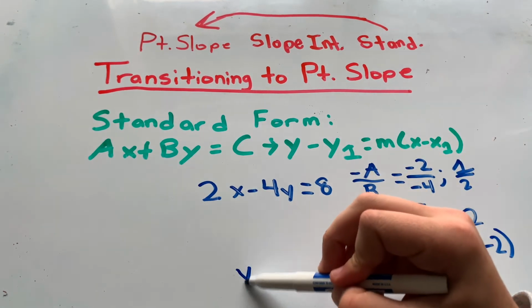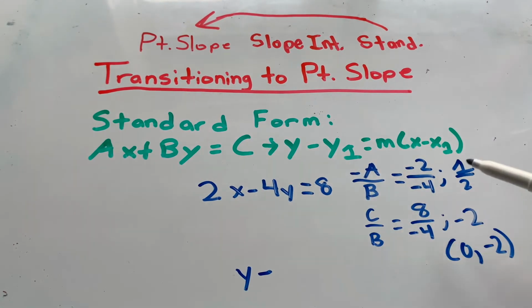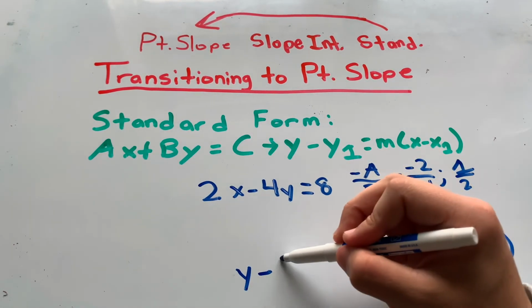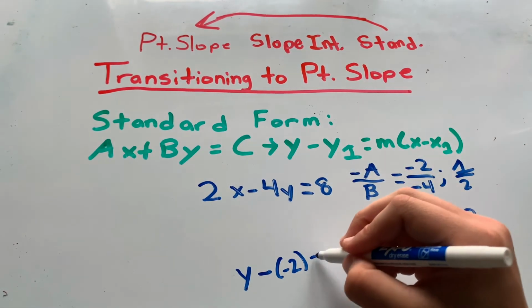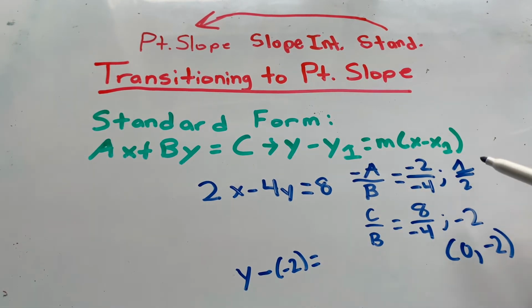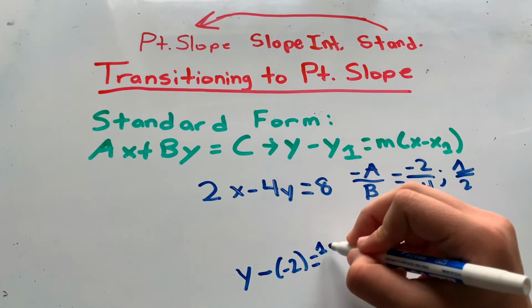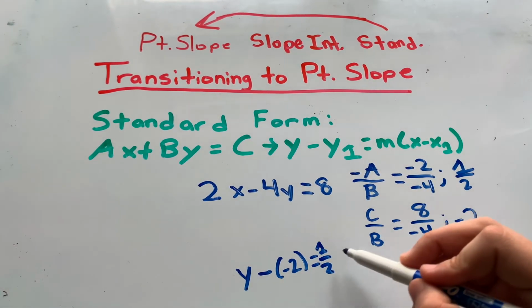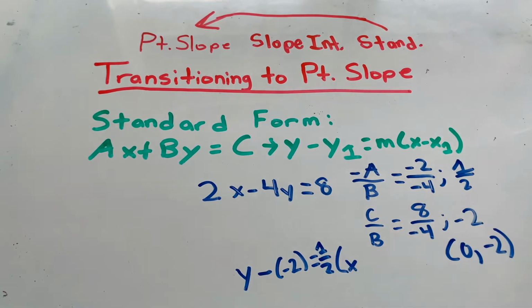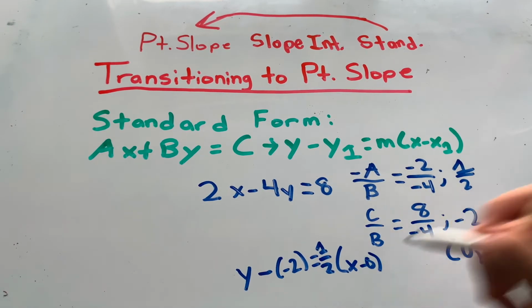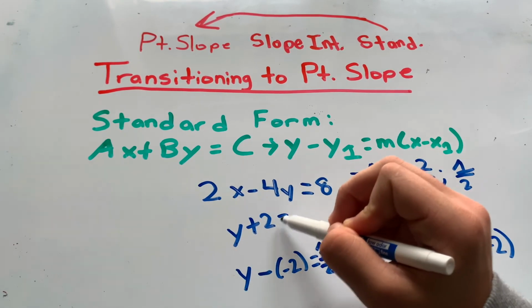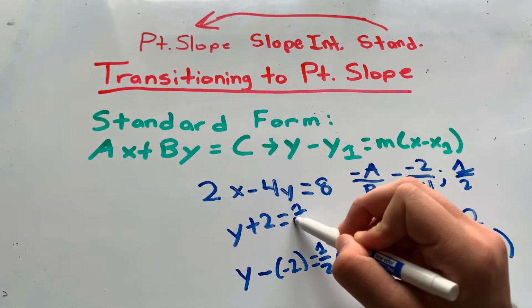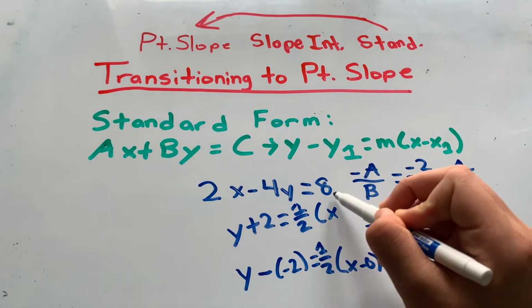It's going to be y minus our point right there, which would be -2, so it'd be parenthesis -2, which would turn into plus, equals our slope, which is 1/2, parenthesis x minus 0. So it turns out to be y plus 2 equals 1/2 parenthesis x.